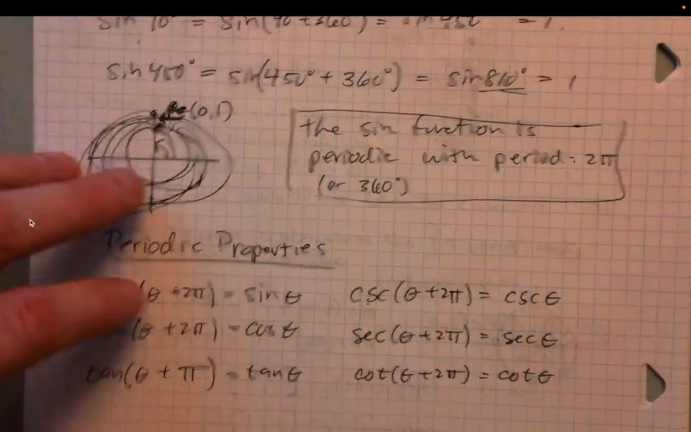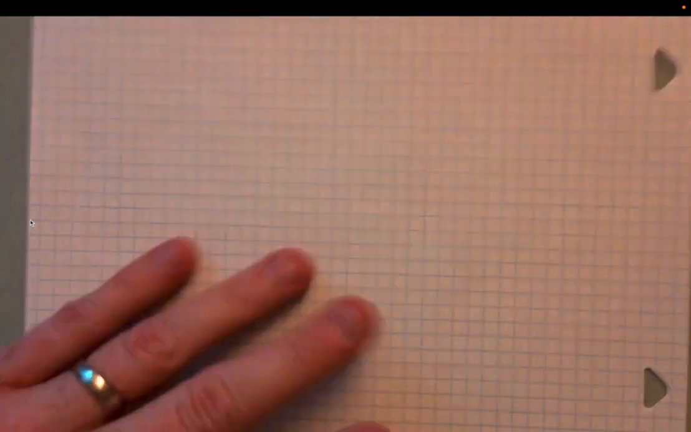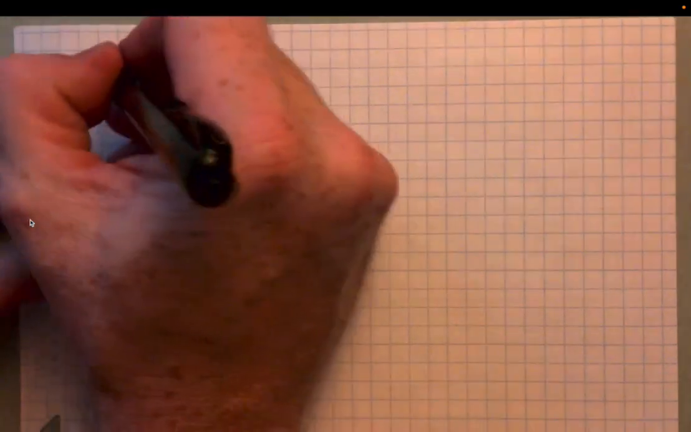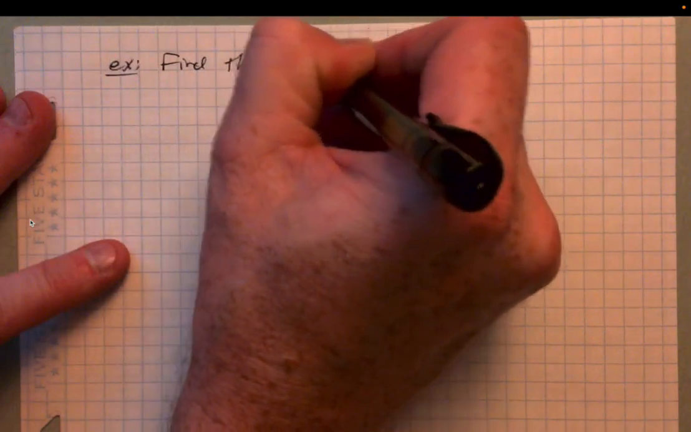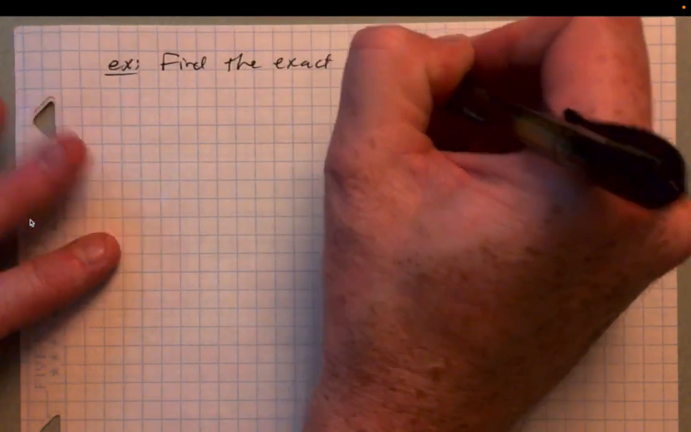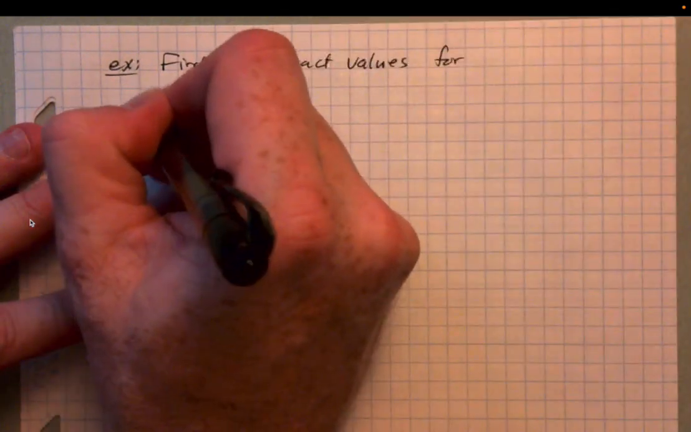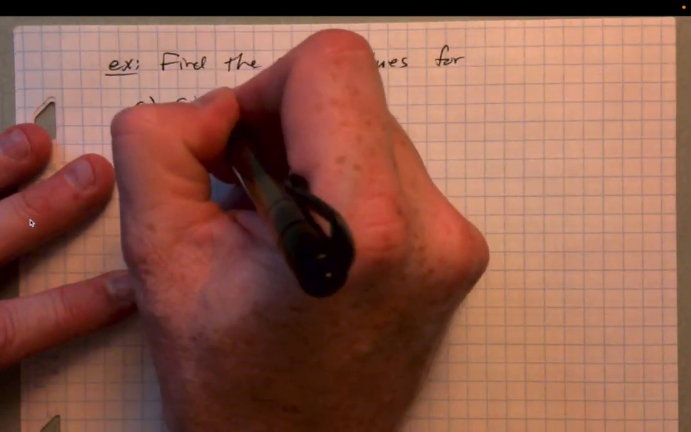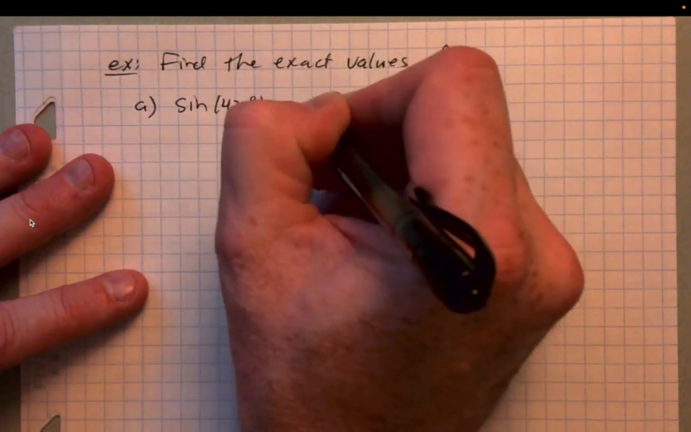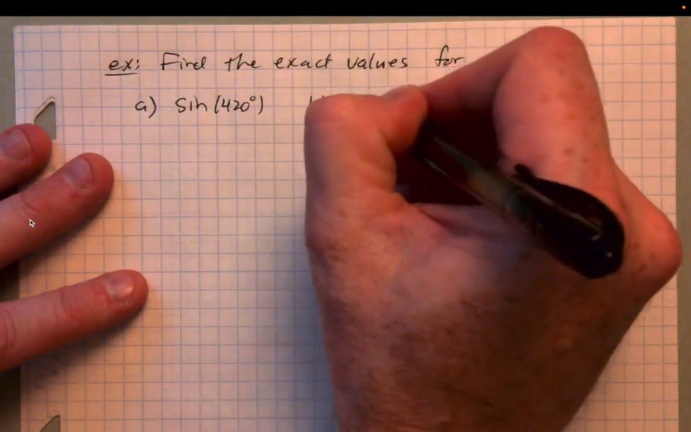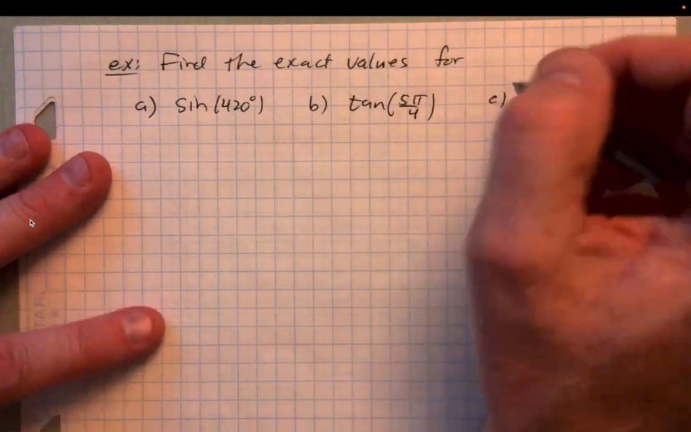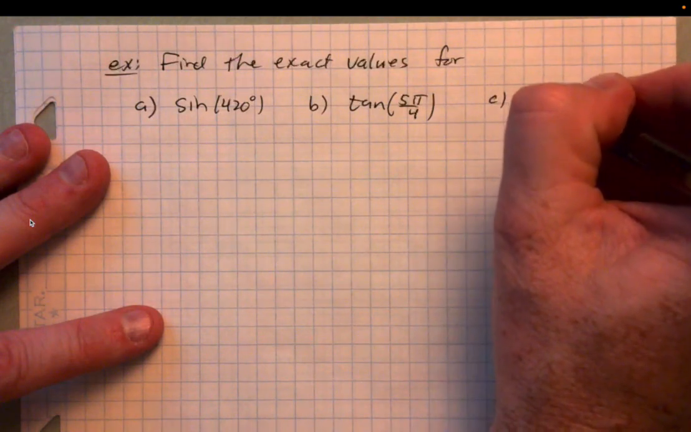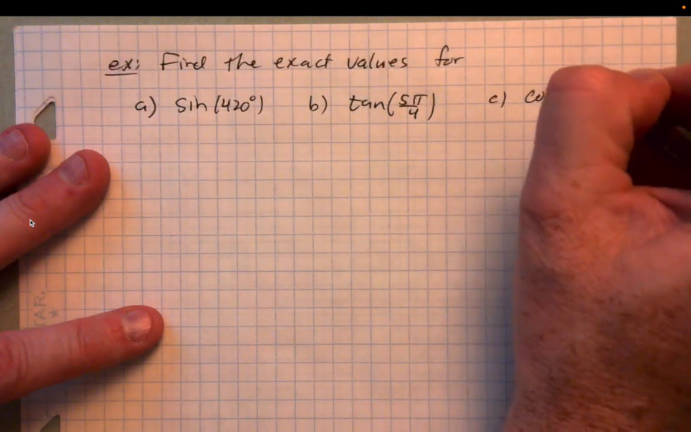Okay. How can we use this property? Well, here's a great example. Let's find the exact values. Part A would be sine of 420 degrees. Part B would be the tangent of 5 pi over 4. And part C will be the cosine of 11 pi over 4.